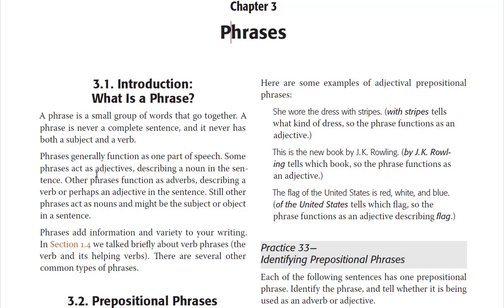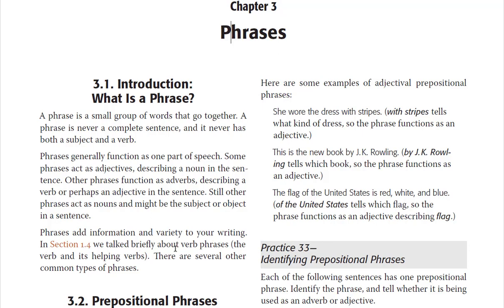Some phrases act as adjectives, describing a noun in the sentence. Other phrases function as adverbs, describing a verb or perhaps an adjective in the sentence. Still other phrases act as nouns and might be the subject or object in a sentence. Phrases add information and variety to your writing.